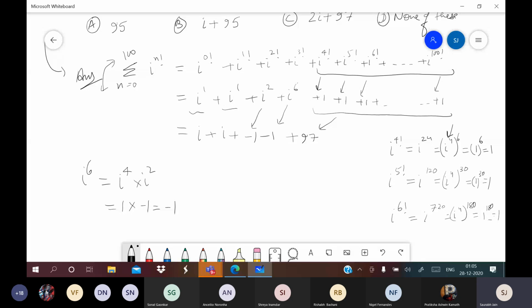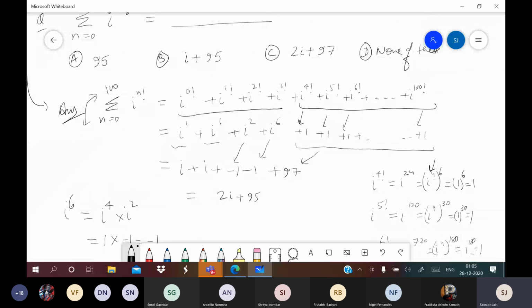Because sigma is varying from 0 to 100, not from 1 to 100. So if we leave the first four terms, then the remaining 97 terms are there, and every term is giving the value equal to 1. So that means 97 will be coming. Finally, your answer will be 2 iota plus 95, because minus 2 plus 97 will be 95.